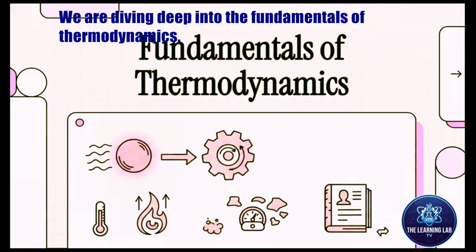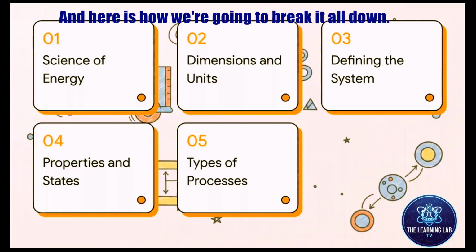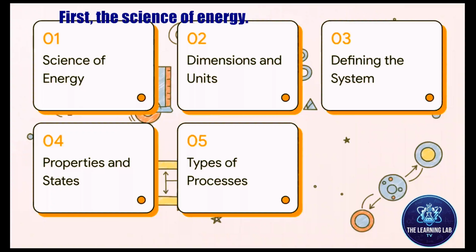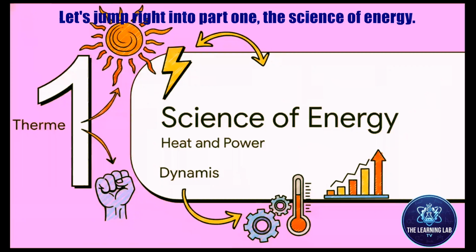We are diving deep into the fundamentals of thermodynamics. You can really just think of this as the ultimate rulebook of reality. And here is how we're going to break it all down. First, the science of energy. 2, dimensions and units. 3, defining the system. 4, properties and states. And finally, 5, types of processes. All right, let's jump right into part 1, the science of energy.